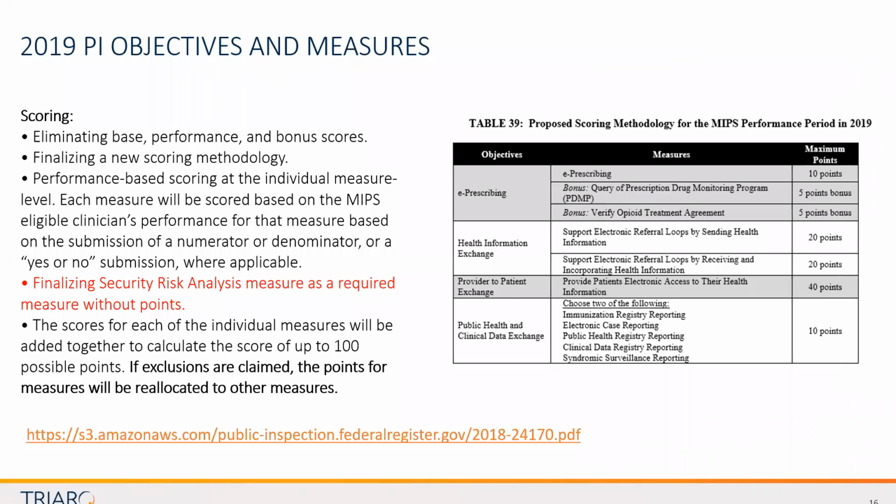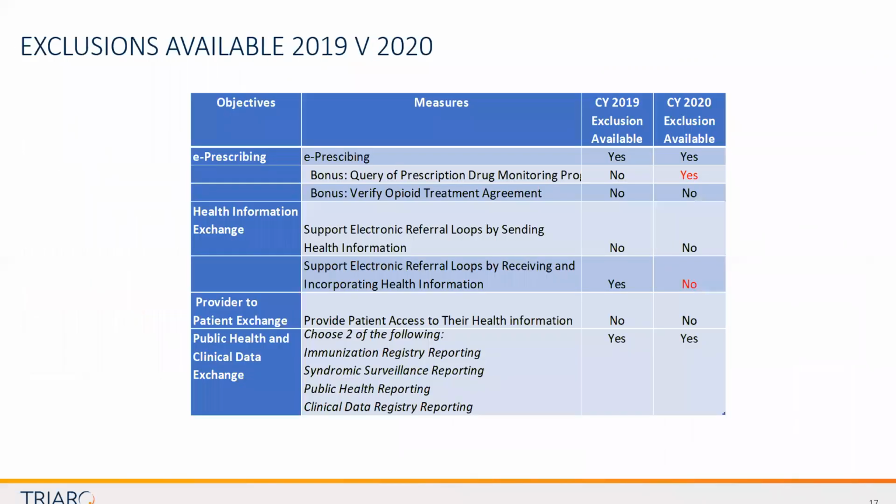And then there are the 5 registries available in the public health and clinical data exchange. And most of you are claiming exclusions here. Maybe you do immunizations and then you're claiming an exclusion and you're getting your 10 points. But we'll talk about the scoring nuances this year in just a second. I always like to talk about the exclusions because this seems to be a moving target as well. And I wanted to project out so you could see what's available in 2020 as well.